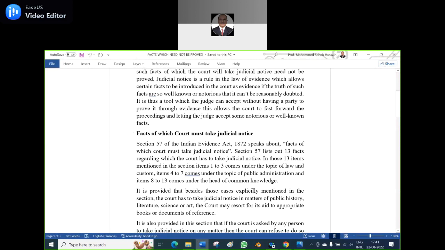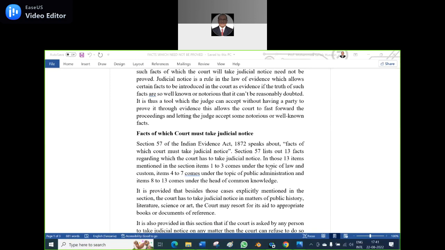Let me come to the first point. There are total 13 items. Means 13 clauses are mentioned in the section. That is clause 1 to 3 comes under the topic of law, that is about custom. And item, that is clause 4 to 7, comes under the topic of public administration. And clause 8 to 13 comes under the head of common knowledge.